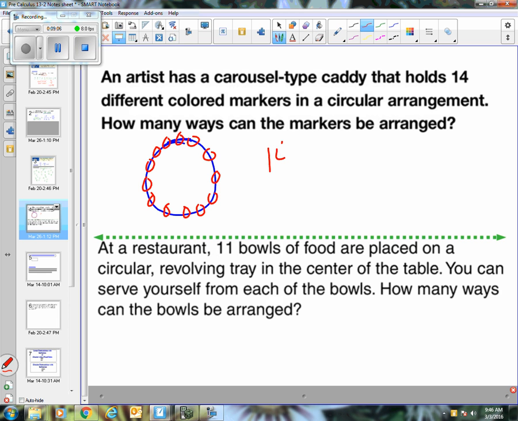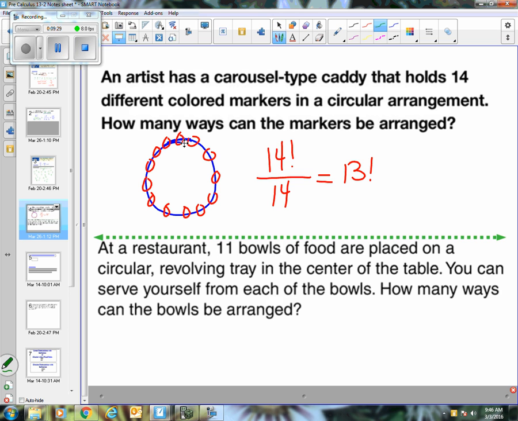I would be thinking if there was a beginning and an end, like a line, there'd be 14 factorial ways, but I have to divide out those 14 rotations that would all look the same. So what it really ends up to be then is 13 factorial. You can calculate the number if you'd like to be able to see that, but it's just the idea of which number factorial are we talking about. So this is definitely a circular arrangement.